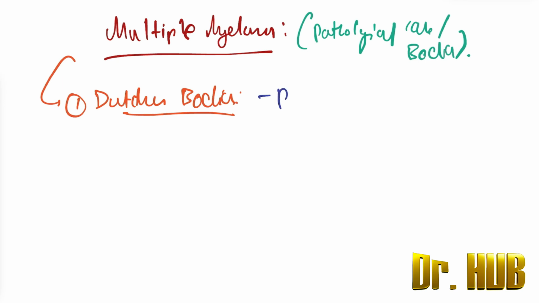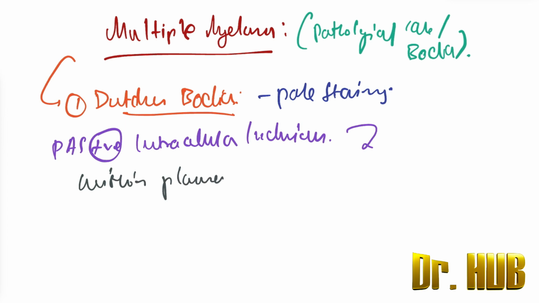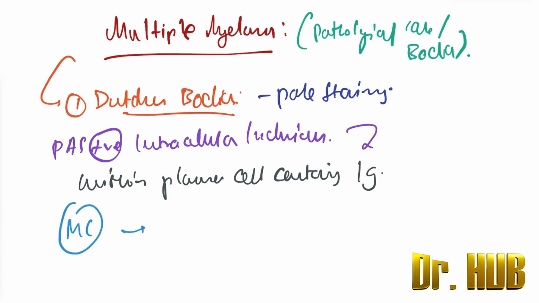It includes pale staining, PAS positive intracellular inclusions. These are within the plasma cell containing Ig, and are more common in cases of IgA myeloma.